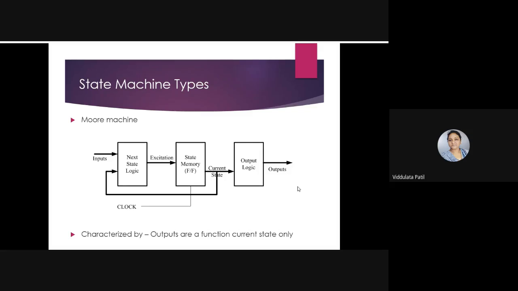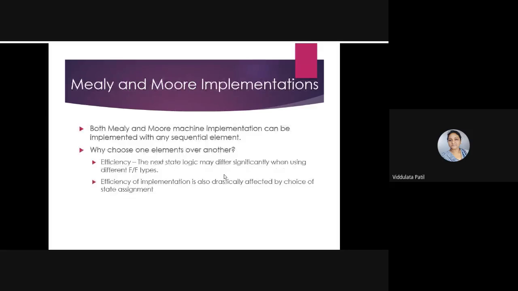while the Moore machine is characterized by output as a function of current state only. Okay, so here the output logic depends on the current state only. It is not dependent on the input, but whatever the current state is, it depends on that only. Now this current state depends on the inputs, but the output is not directly dependent on the input. Okay, so that is the major difference between the Mealy machine and Moore machine.